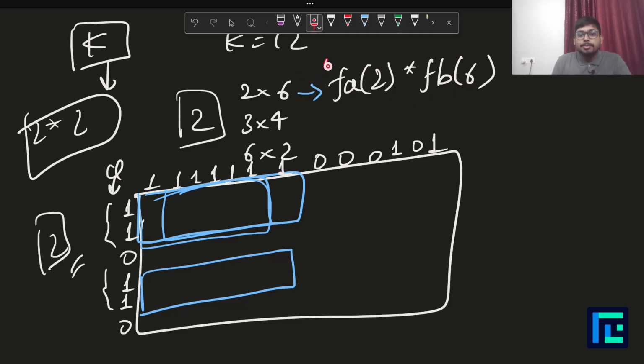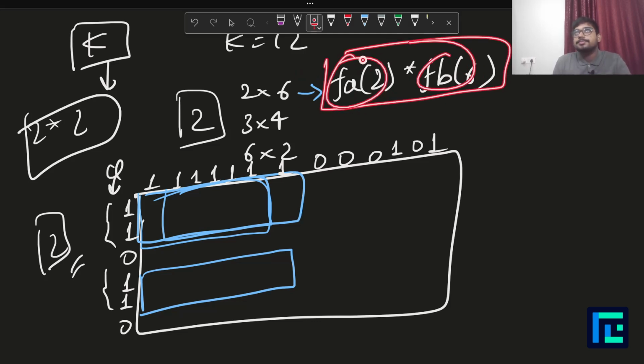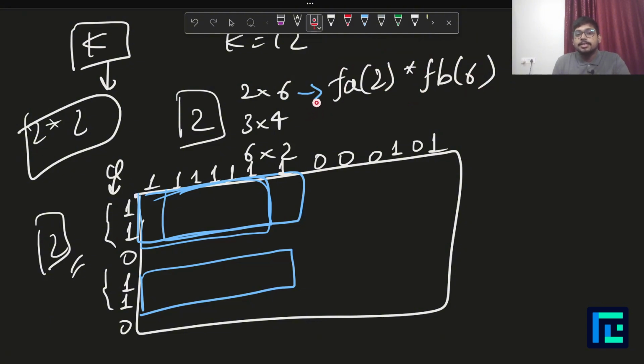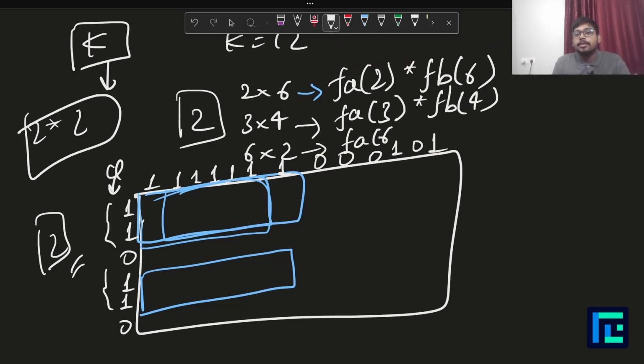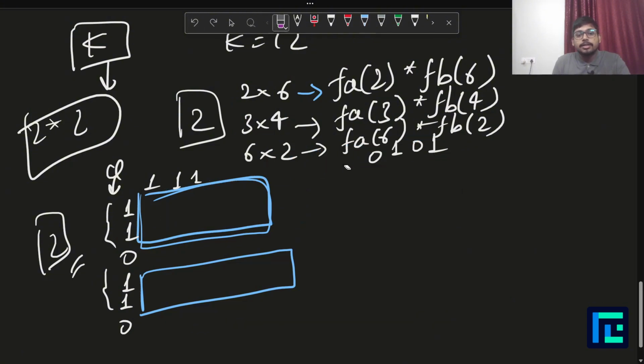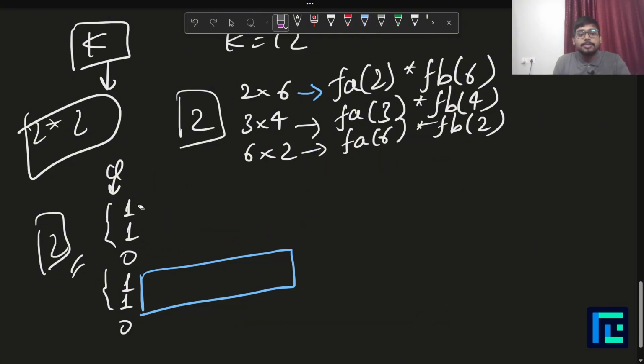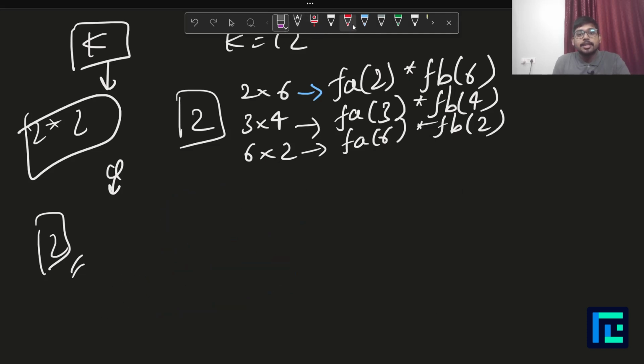Okay, so if somehow we can calculate these two functions, then we can just directly say for 2 cross 6 our answer would be this multiplied by this. For 3 cross 4 our answer would be FA of 3 multiplied by FB of 4. For 6 cross 2, FA of 6 multiplied by FB of 2. Okay, so if this conclusion is okay to you, it's getting a little cumbersome, so I hope this explanation was clear to you. So I'll write this.